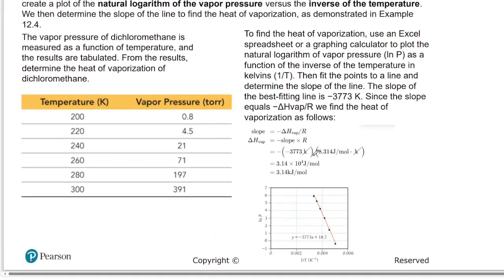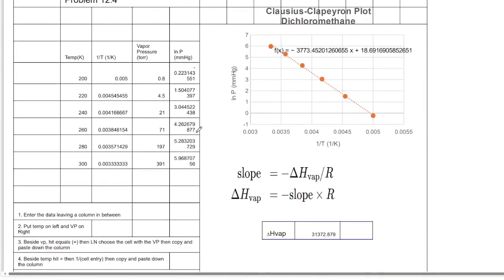But you can see here that if we plot ln of vapor pressure versus 1 over temperature, we get a straight line where ln of B is our y-intercept and our slope is given by negative delta H of vaporization over R. So if you plot this in Excel, you can get the slope as negative delta H of vaporization over R. So the delta H of vaporization is equal to the negative of the slope times R.